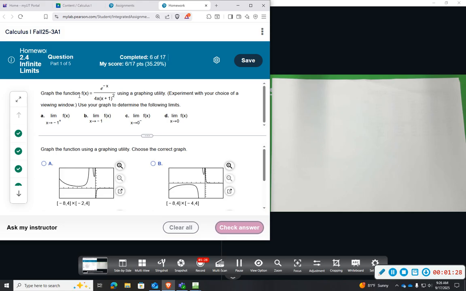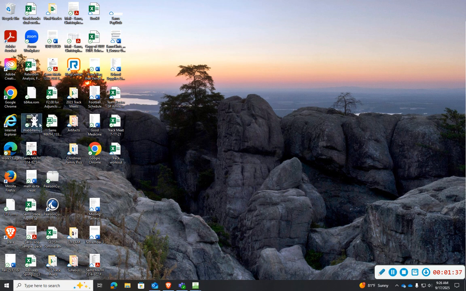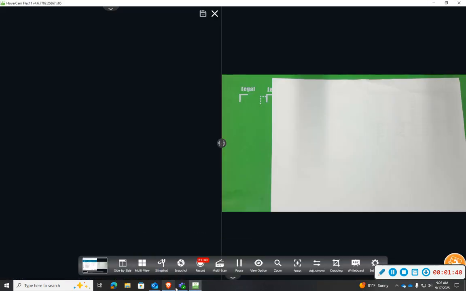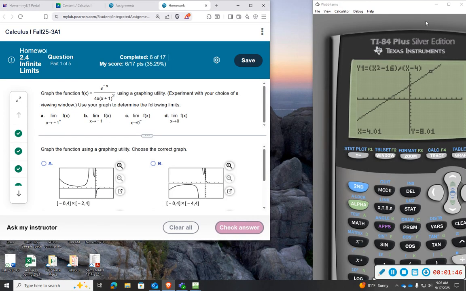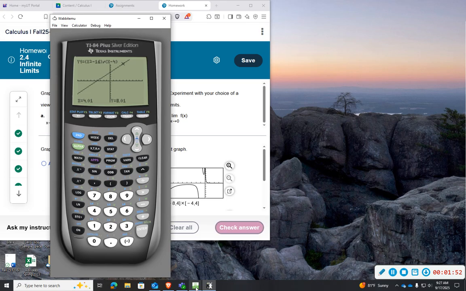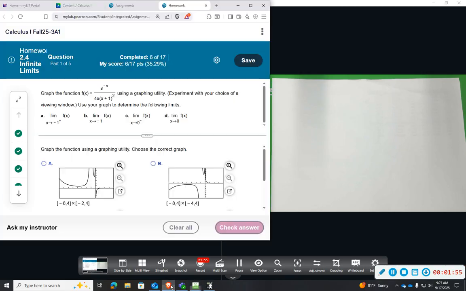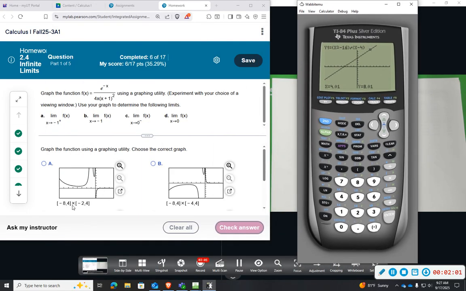Okay, so number 7, we want to graph and look at the function ourselves. I need to grab our calculator, and we will graph this function and then look at the windows. Okay, so we're going to graph this function, and if you notice they give you some viewing windows. Normally you have to play with the graph to get the viewing window that you want to match the graph.